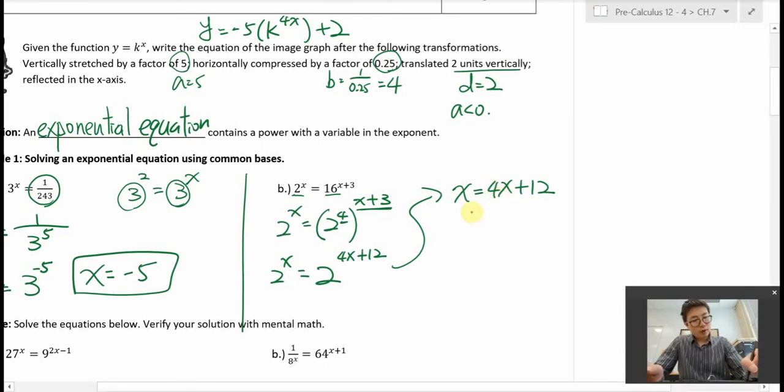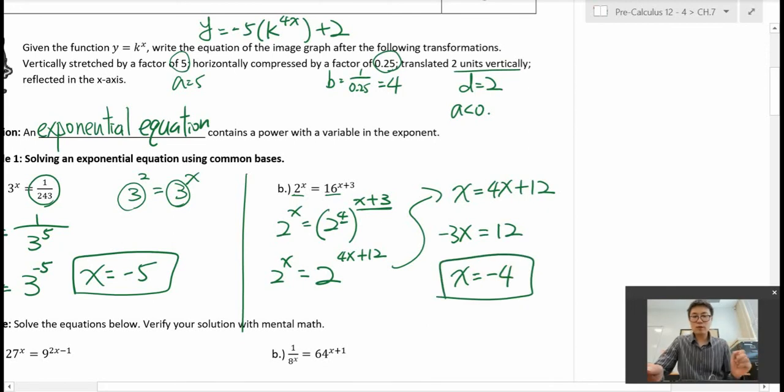So I can solve for x by subtracting 4x on both sides. That's negative 3x equals 12. Divide both sides by negative 3, you get negative 4. And there is your answer.